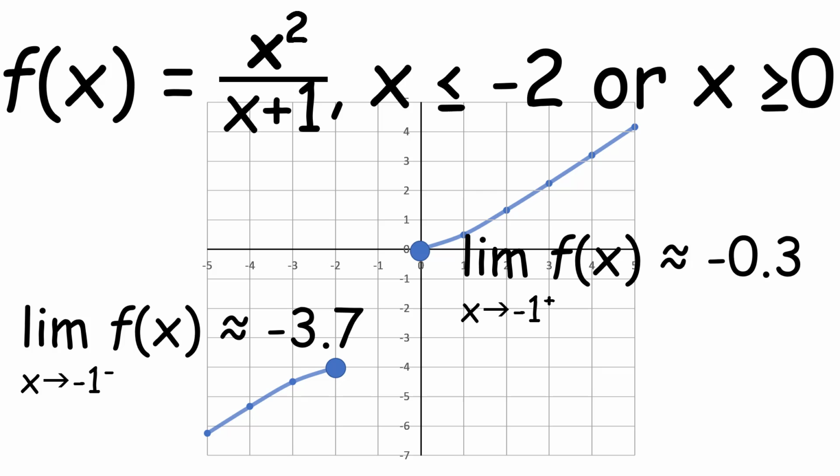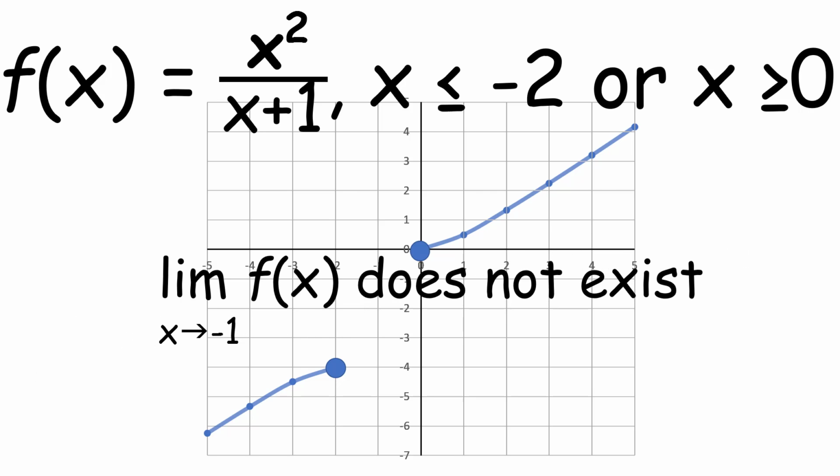Now when the one-sided negative and positive limits don't agree, there's no two-sided limit. So the limit for this function as x approaches negative 1 does not exist.